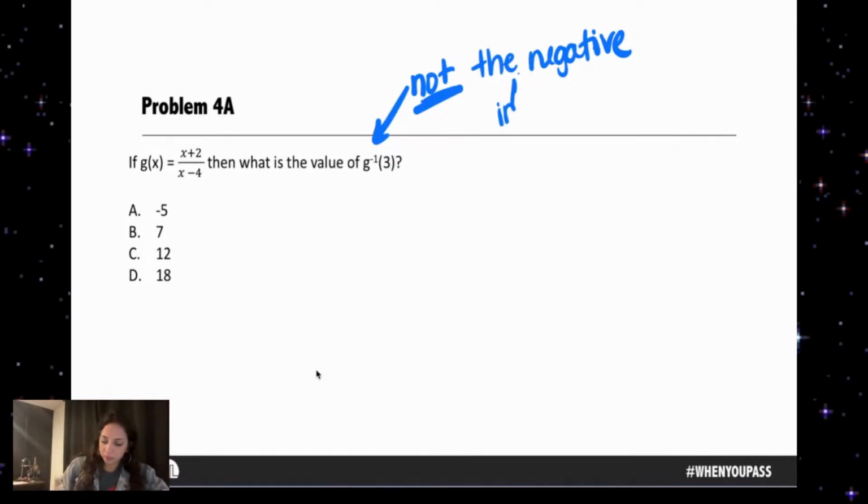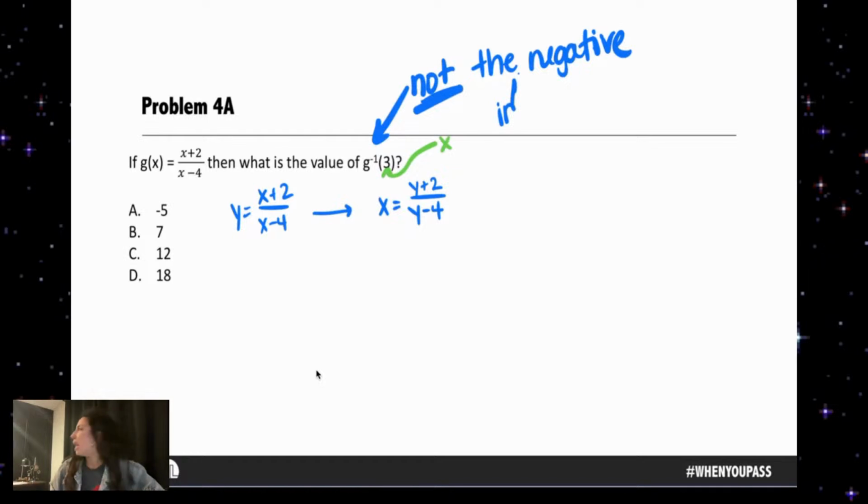So instead of y equals x plus 2 divided by x minus 4, I need to flip those y's and those x's. So now I have x equals y plus 2 divided by y minus 4. And now I need to solve for y. Or I can plug 3 in for x and then solve. It doesn't matter which order you do it in. But remember, this value is x, not y.